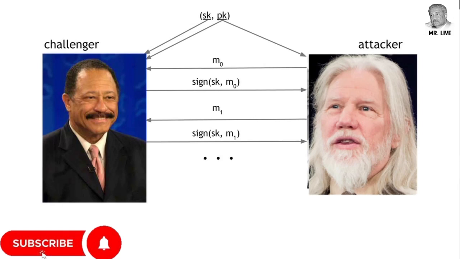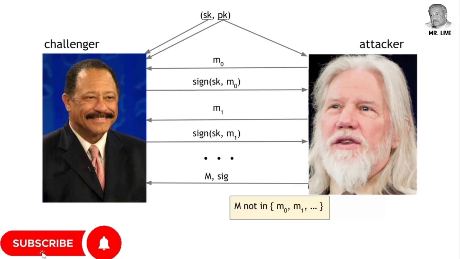The attacker can send over any sequence of messages he wants and get signatures on them. Once the attacker is satisfied that he's seen enough signatures, and we're going to let him see only a plausible number, then he's going to pick some message M that he wants to forge a signature on, and he's going to try to forge a signature. And of course, there's a rule that says that this M, this message that he's trying to forge a signature on, isn't one of the messages that he's already seen.